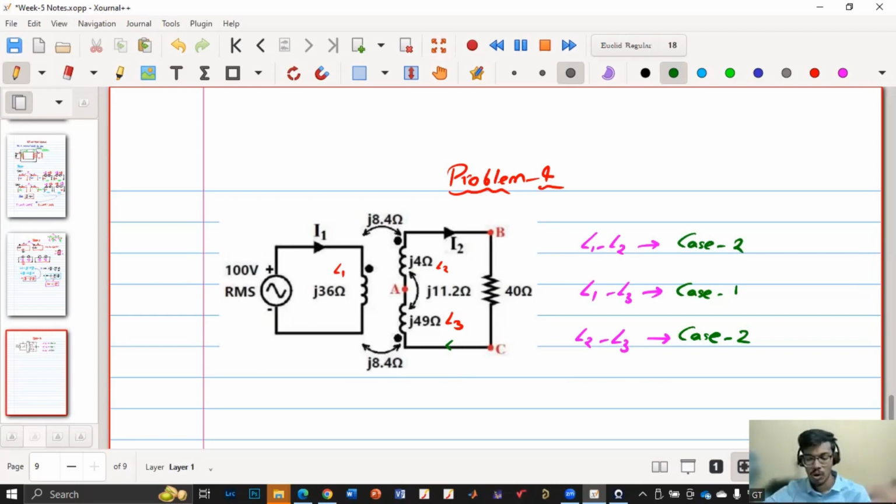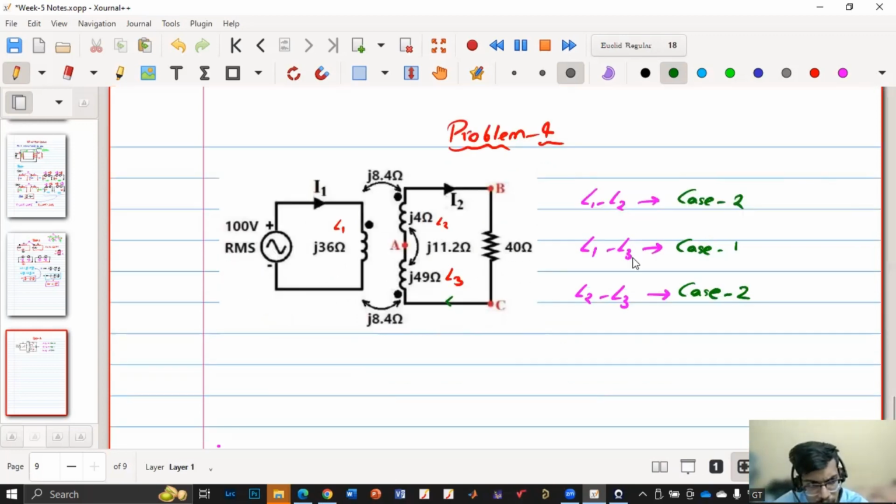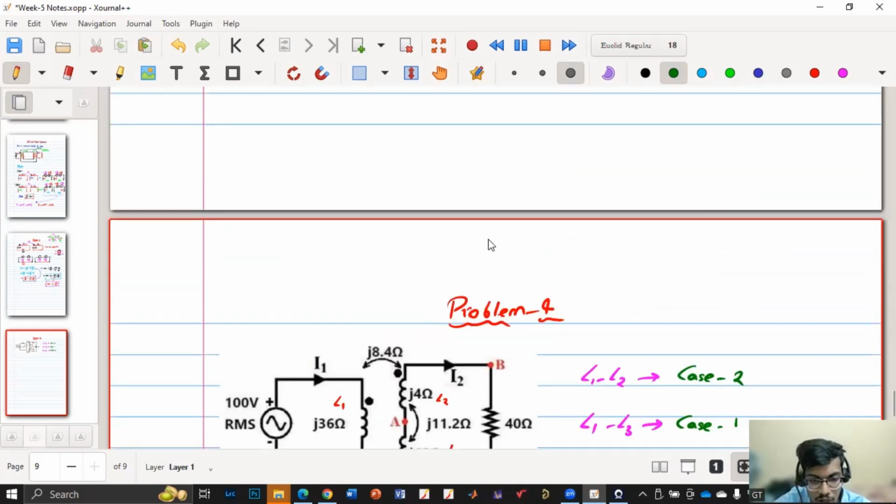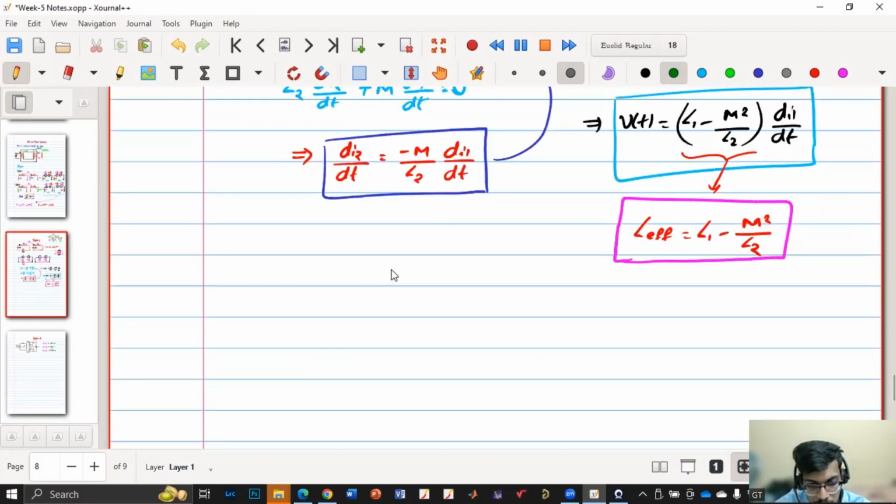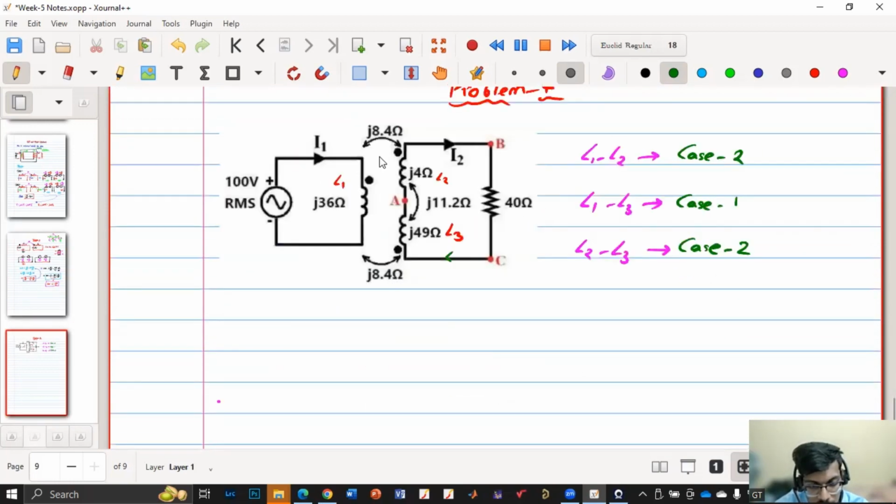Okay. So now what I will be doing is, say, L1, L2, L3 and M, or we can use the values also. First, we need to draw this kind of circuit where we have the polarities. Each inductor will have three such voltage sources: one because of the self inductance and the other two because of the two mutual inductances.